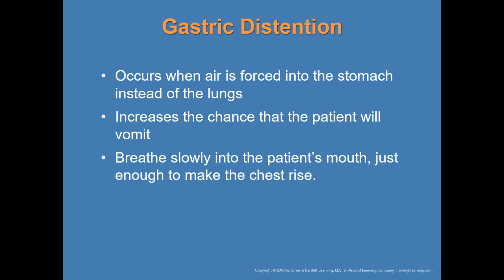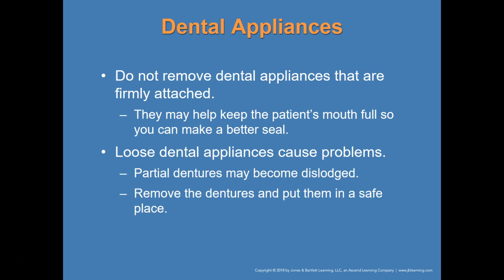Gastric distension. This occurs when air is forced into the stomach. So we're giving those rescue breaths, and instead of going into the lungs, it's going into the stomach. This increases the chance that the patient will vomit. We need to breathe slowly into the patient's mouth. Remember, just enough to make the chest rise.